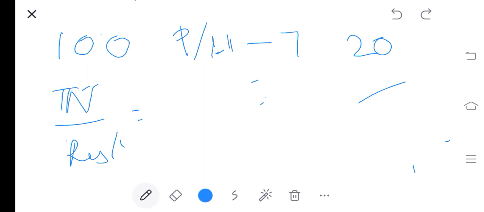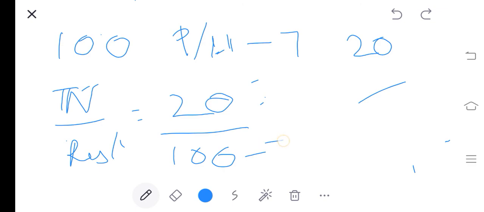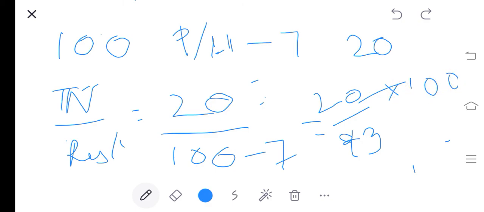So what are the new cases? New cases would be 20. And people at risk will be 100 minus 7, the past history of suicidal ideation. So they should not be included in the denominator. So the answer would be 20 divided by 93 into 100. So that would be 21.5%.